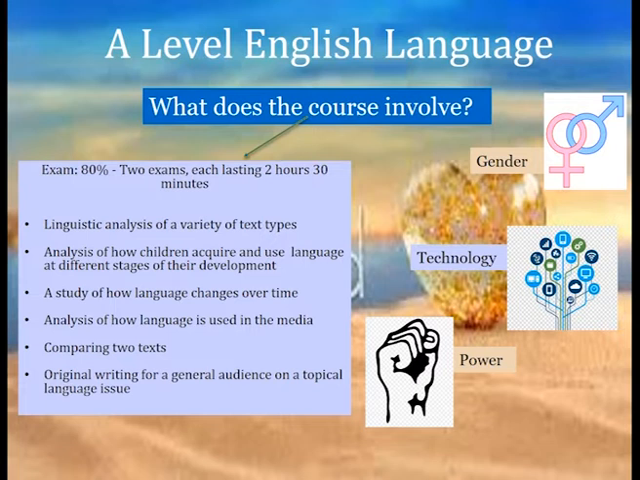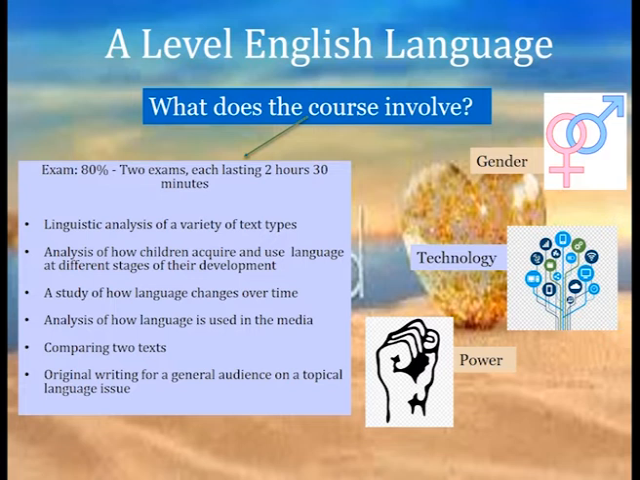A-Level English Language is assessed by 80% exam and 20% coursework. The content of the exam papers is outlined here for you, and as you can see, the course deals with very different topics compared to GCSE English Language. There is much more focus on linguistic analysis. Learning about how children acquire language and how language changes over time are areas which will be new to you.